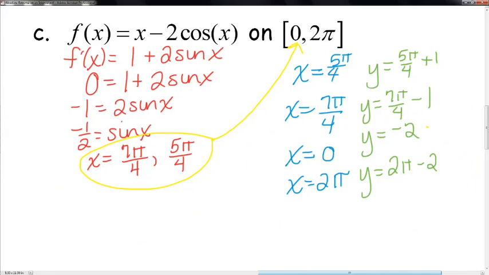My smallest value is this guy right here. My largest value is 5 pi over 4 plus 1. And so just plugging these into calculators, you can find your largest and your smallest. So this one is your absolute max. This is your absolute min.